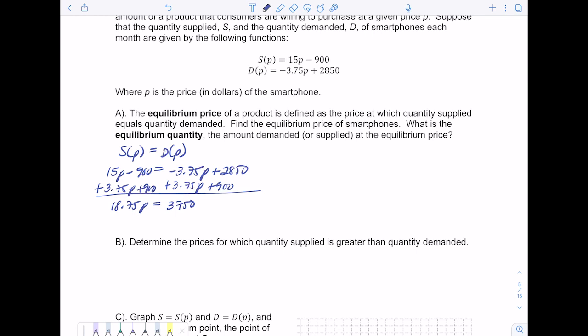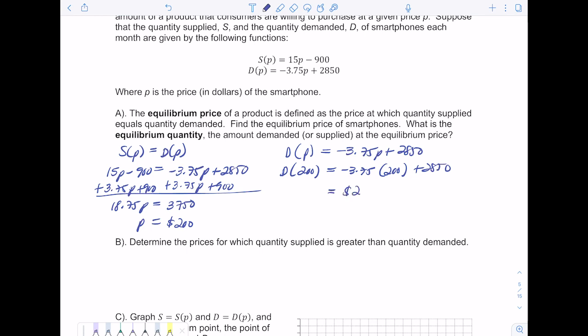And then divide both sides by 18.75, and you get 200. So now, what's the quantity, or the amount demanded at the equilibrium price? So now I would take my D of P equation, and it doesn't matter which because you're going to get the same answer. And I'm going to plug in the price, 200. And when you do that, you get 2,100 smartphones.